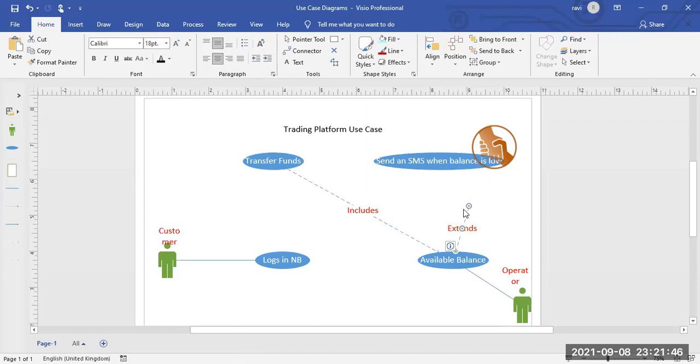Okay, so that's the difference between an includes and an extends. Then let's say you have another actor, someone like an admin. The admin could be responding whenever there is low balance, right? So the admin can respond, something like that. So this is a typical use case where you have actors, use cases, and then you develop relationships. In relationships you have two major ones, includes and extends.